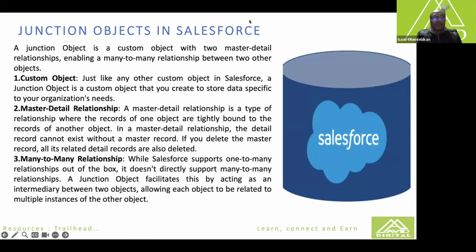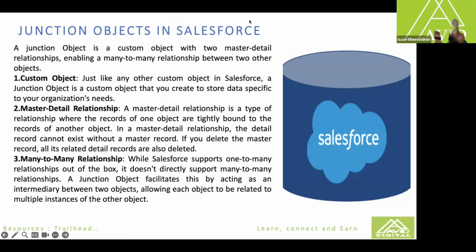A junction object is a custom object that you create to store data specific to your organizational need. Definitely, junction objects cannot be standard objects. They are always custom objects that you build in between two master objects. So the junction object will now be in the middle to form what we can refer to as a detail object, but it's going to have two different masters as its parents.